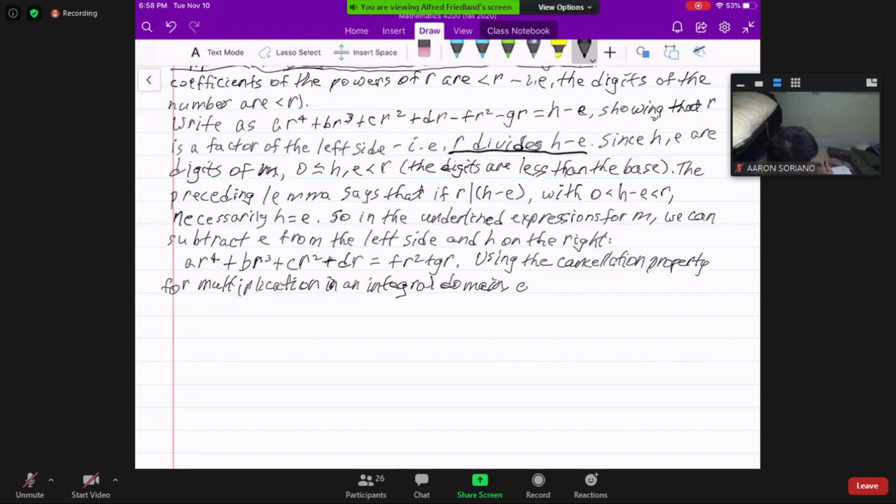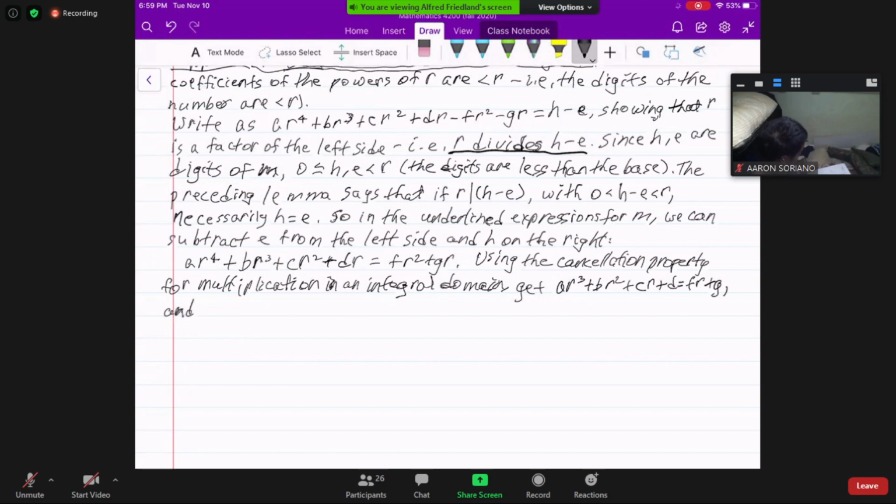So we get, so it's going to be reduced. We have AR to the third. I'm dividing through by R, which is really the cancellation property. AR to the third from this last equation plus BR to the second plus CR plus D. And on the right, when we get rid of an R, we get FR plus G.